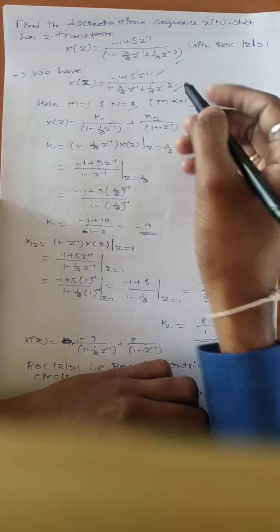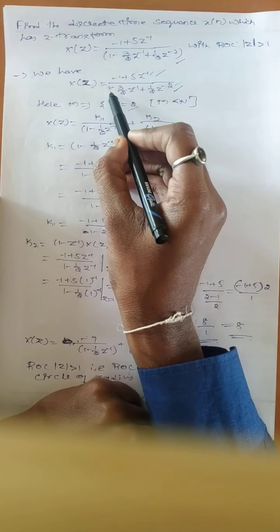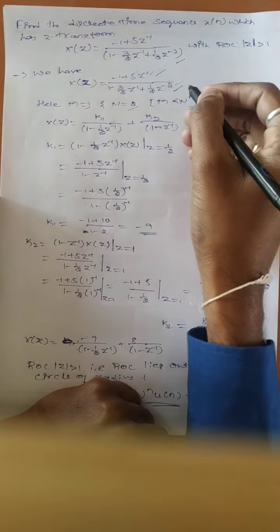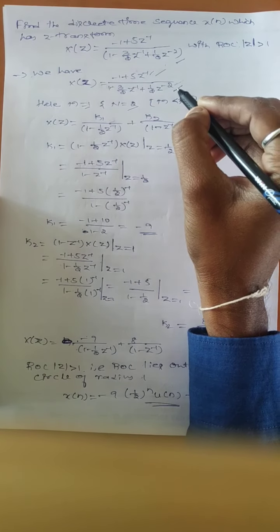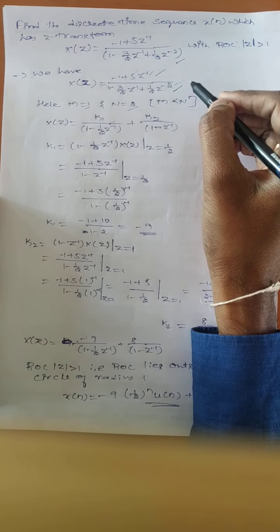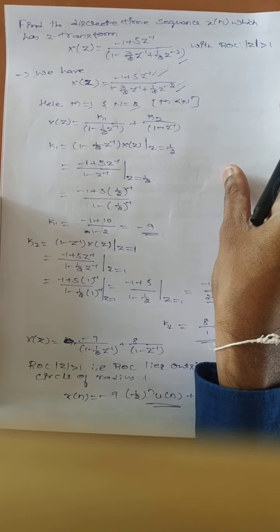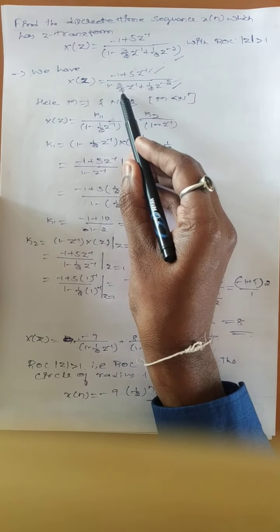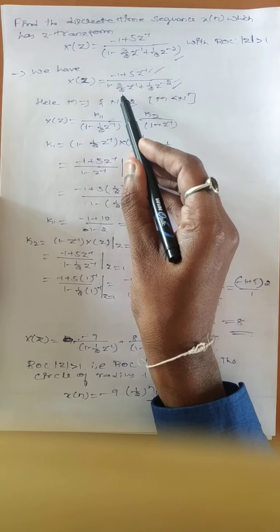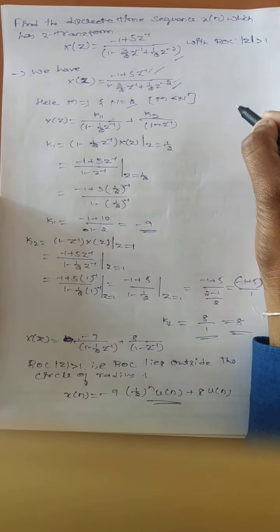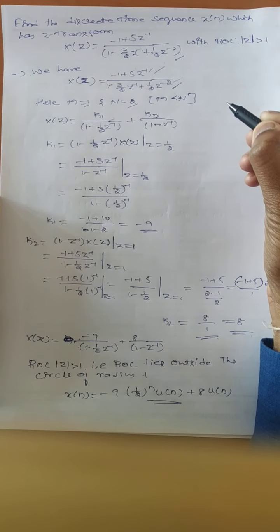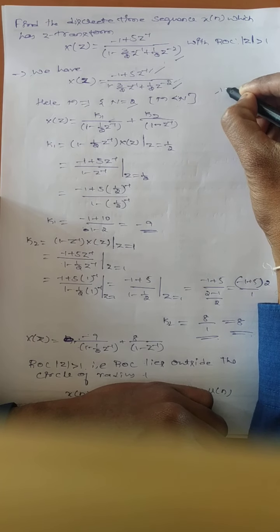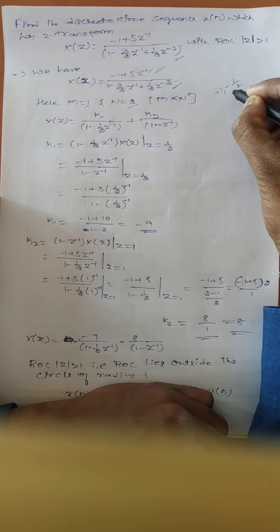Before that we have to factorize the denominator. In the denominator we have 1 minus 3 by 2 z inverse plus 1 by 2 z to the power of minus 2. How to factorize? Assume two numbers such that when you multiply you get plus 1 by 2, and when you add you get 3 by 2. What are those numbers? They are minus 1 and minus 1 by 2.